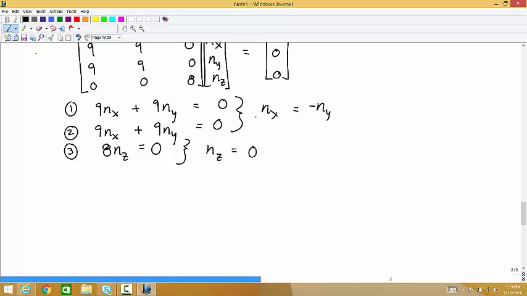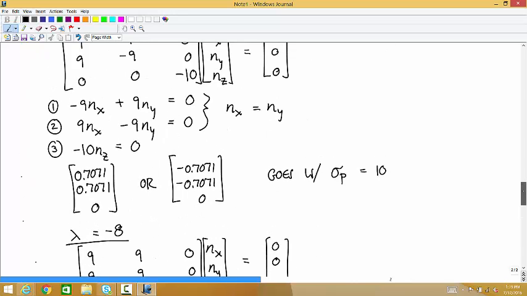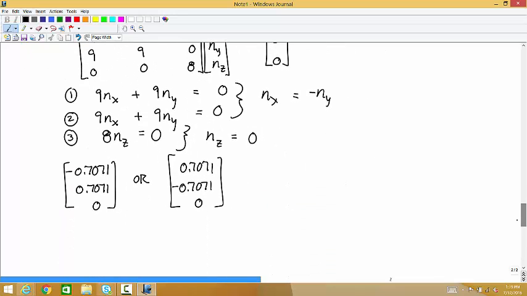And so there's 2 possibilities that meet this requirement. One is negative 0.7071, positive 0.7071, 0. The other one is positive 0.7071, negative 0.7071, and 0. And whichever one of these you choose goes with a principal stress value of negative 8.